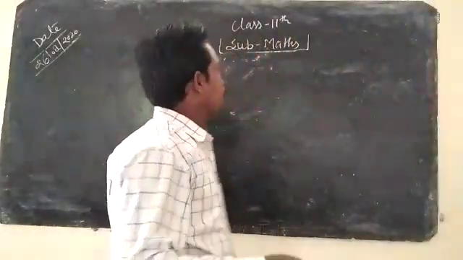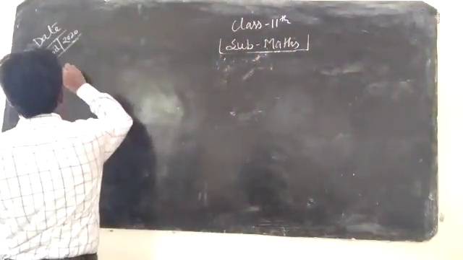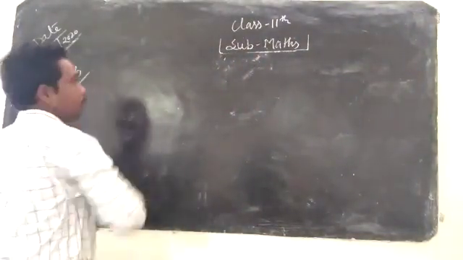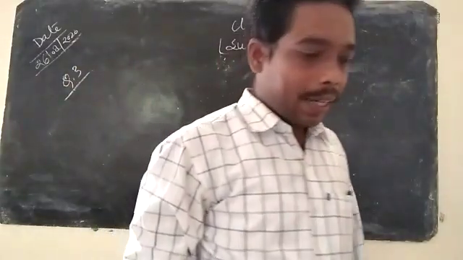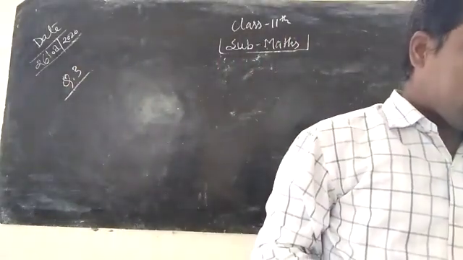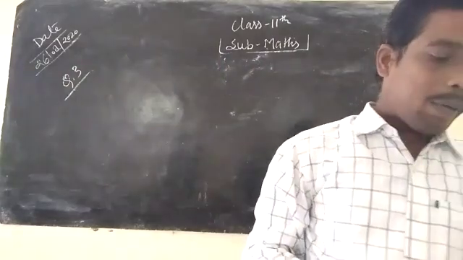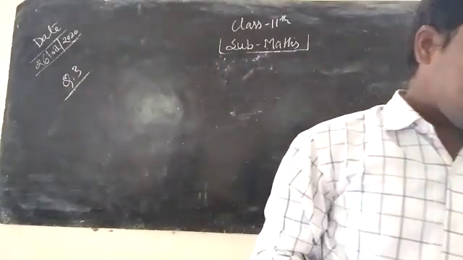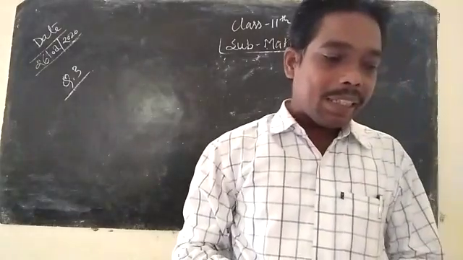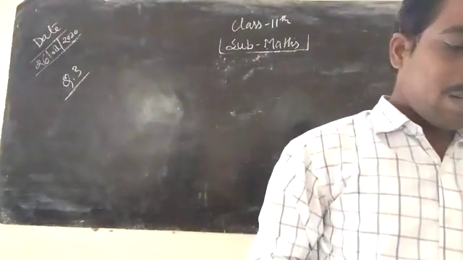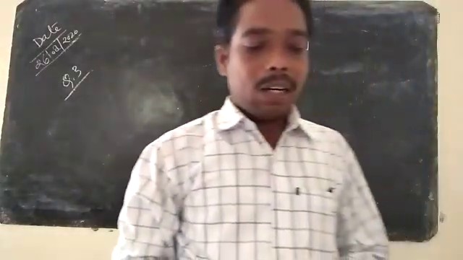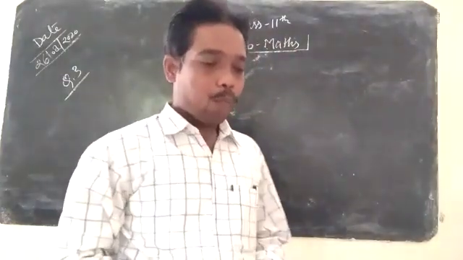Now the other question, number third, says that a circle with a diameter of 12 centimeter makes an angle 60 degree at the center. Then we have to find the length of arc.